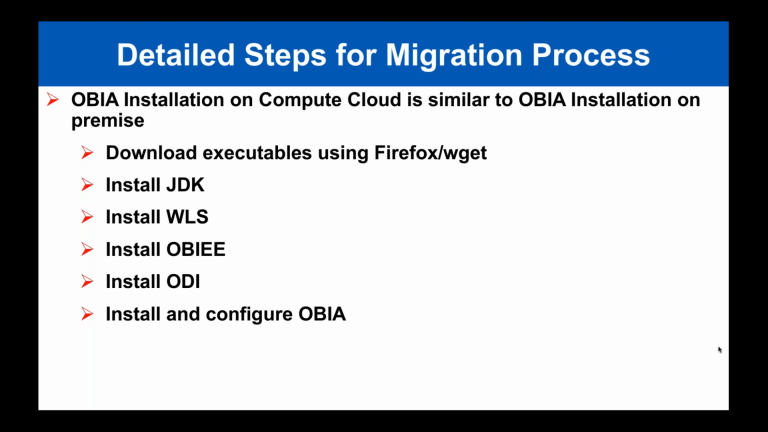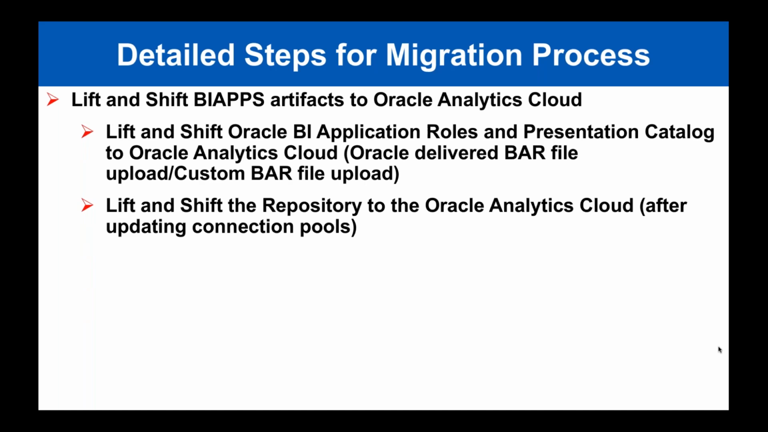Once you have OBIA installed, that's when you lift and shift the BI apps artifacts to OAC. So you start with roles and presentation catalogs. Oracle delivers a bar file to upload, which is basically the base catalog and RPD that you would get with OBIA. You don't have to use that. If you have a custom environment on premise, you can always create your own bar file and upload that to the cloud. And then you lift and shift the RPD to Oracle Analytics Cloud after updating the connection pools, like I mentioned in the RDP section, the Remote Data Connector section, RDC.